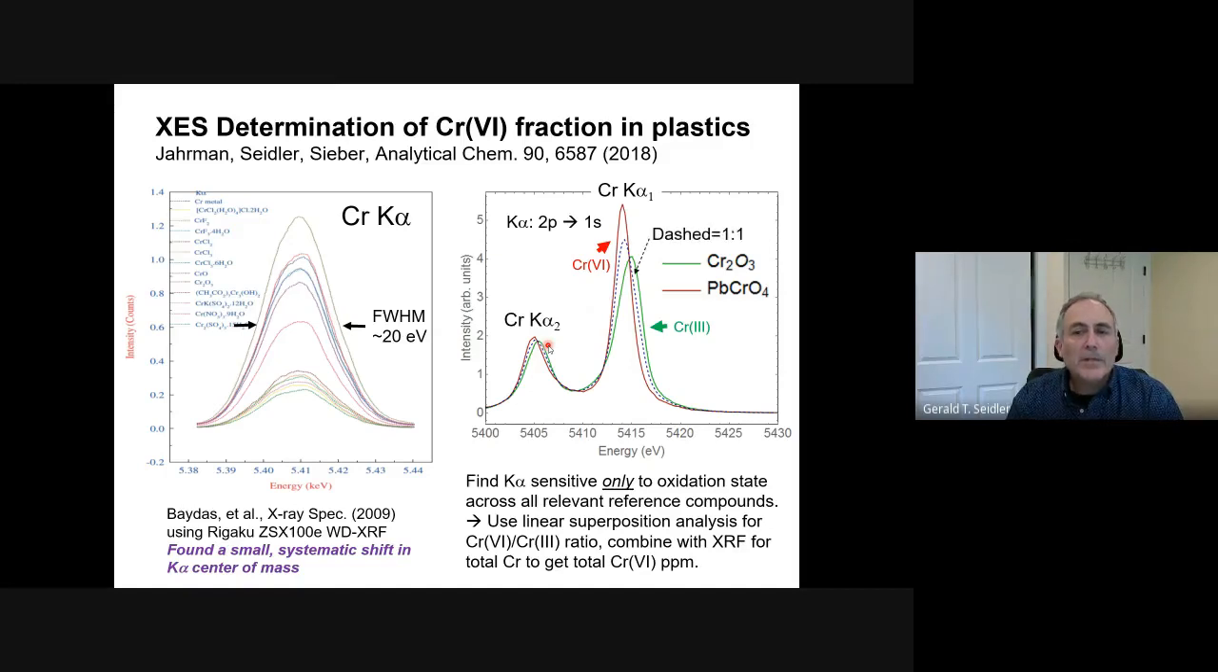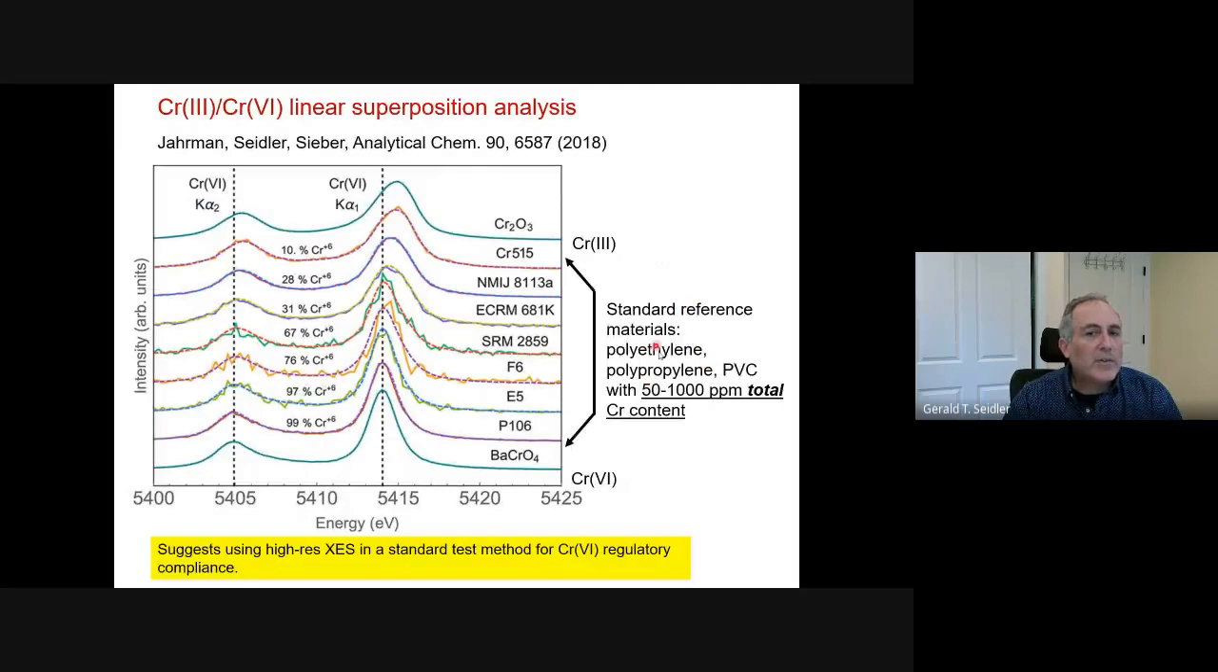All right. So if I take my reference standard plastics, these are all different acronyms for reference standards from ASTM or other societies. But they're polyethylene, polypropylene, and PVC with low chromium content, 50 to 1,000 parts per million, where there wouldn't even be a need to test the oxidation state if this is what was being used in commercial products. We were able to do the linear superposition fit between the 3+ chromium and the 6+ chromium and infer what percentage of chromium-6 each sample had. So this suggests using the benchtop XCS as a standard test method for regulatory compliance.